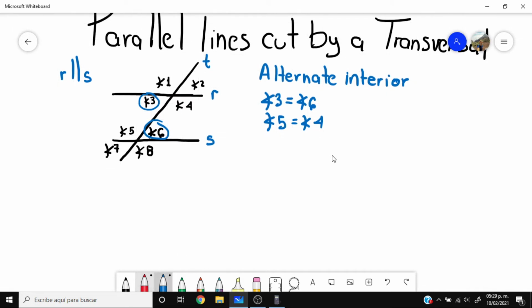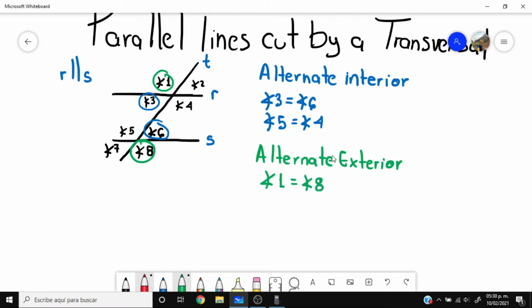And also, we're going to have exactly the same for the alternate exterior angles. I'm going to write it, alternate exterior. Okay, so alternate exterior, we have this one and this one. So they are going to be exactly the same. So angle 1 equals angle 8 because they are alternate exterior, and also angle 7 and angle 2. So they are alternate exterior angles. Okay, so I'm going to write it just like that.